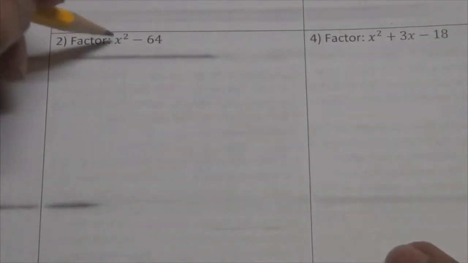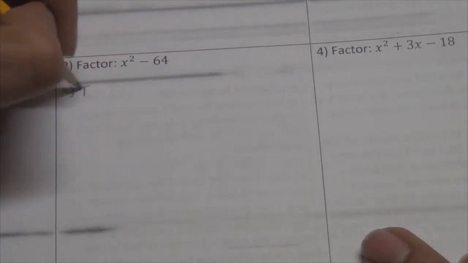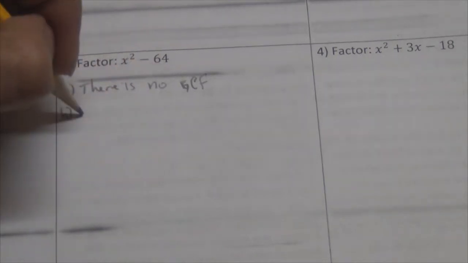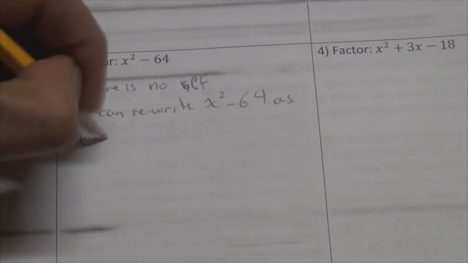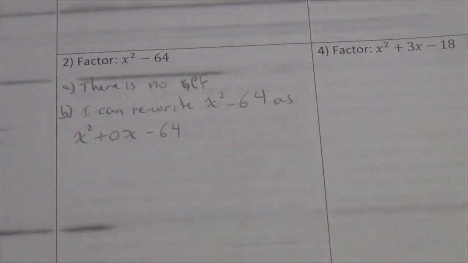Right here, factor x squared minus 64. All right, so the first thing is that you try to find the GCF. So you say there is no GCF, greatest common factor. Okay? So B, you could say, what else? Oh, I can rewrite x squared minus 64 as x squared plus 0x minus 64. Okay?